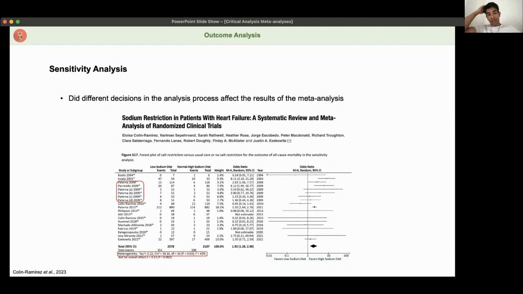So that would be an example of a sensitivity analysis as well. In this case, they included 6 new studies in the sensitivity analysis because they must have excluded them earlier on. I think because they had some sort of co-intervention. I think they might have had diuretics or fluid restriction as a co-intervention, and they wanted to see what kind of an effect that had on the results.